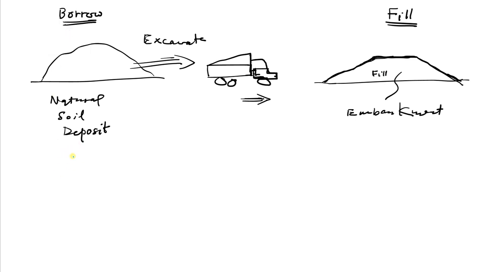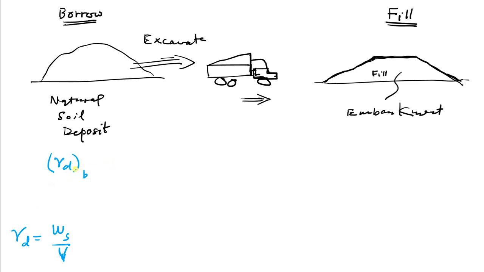The parameters are going to be the density of this borrow area, which will be called gamma d of the borrow area. And remember, we always use dry unit weight. Why do we use dry unit weight? Because dry unit weight is the weight of solids over total volume, so it doesn't include the weight of water. The moisture content, or the amount of water in the soil, changes over a period of time, or when the soil is being transported to the construction site. That's why we never go for unit weight. We always go for dry unit weight.